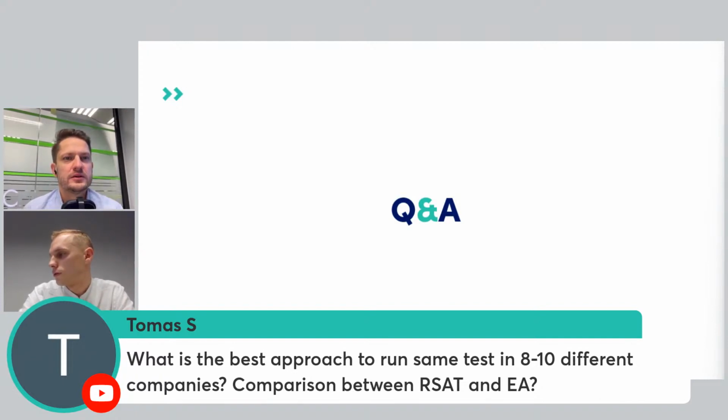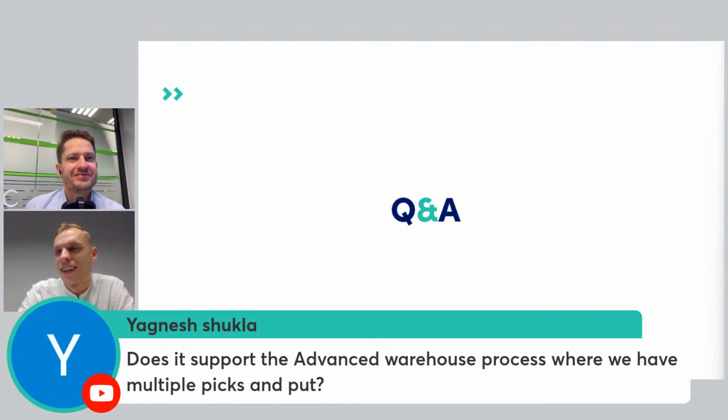Cool. There are a couple of many other questions, but okay, go ahead to the next one. Does it support the advanced warehouse processes where we have multiple picks and puts? And another question of Yangesh, how does it work with the mobile device?